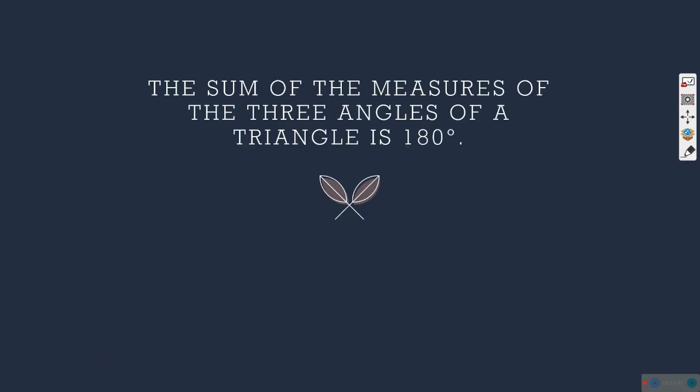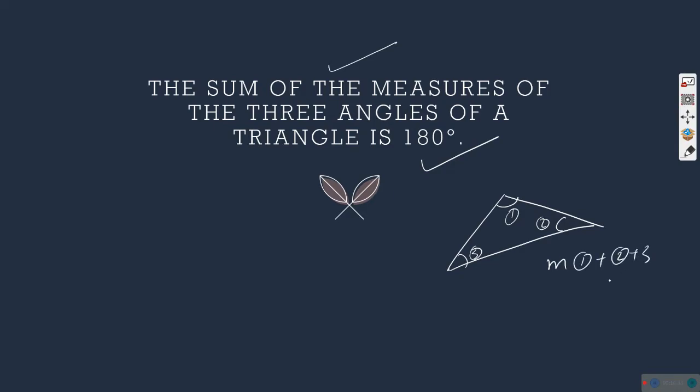Now, another aspect you have to study in this chapter is that the sum of the three angles of a triangle is 180 degrees. That means you take any triangle, measure angle 1, angle 2, and angle 3, and the measure of angle 1 plus 2 plus 3 will be equal to 180 degrees. That is what is given here. So you should learn, understand, and keep this information in mind while doing the sums of this chapter. And it can be proved.